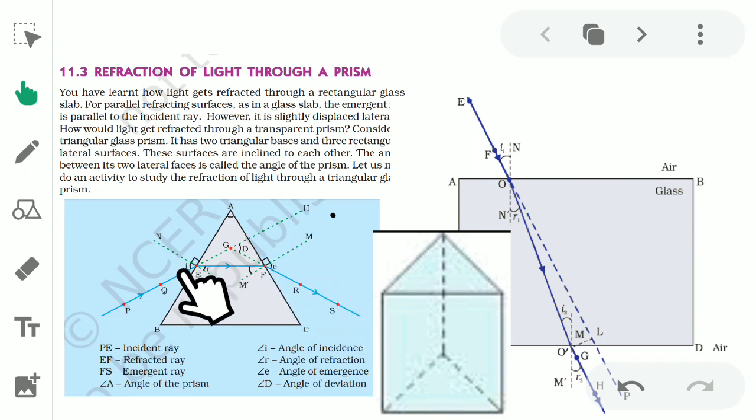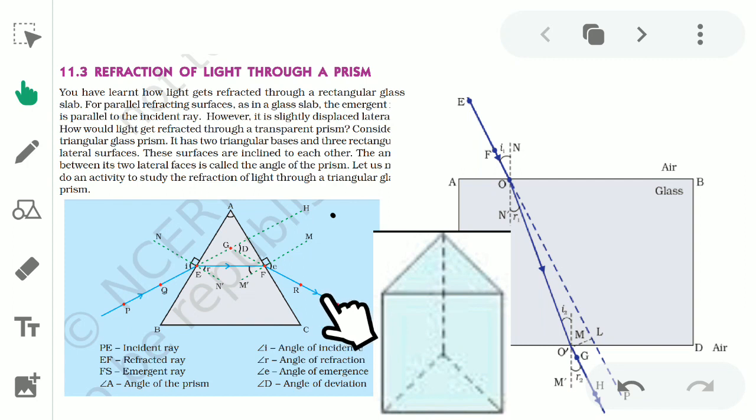Now we know that the angle of incidence is the angle between the incident ray and the normal. Here the angle of refraction is there at both surfaces. Both are different because the refracting surfaces AB and AC are not parallel. That means the angle of refraction will be different. For this surface the angle of refraction is this one, and for this surface it is this one. And this is the angle of emergence, the angle between the emergent ray and the normal.